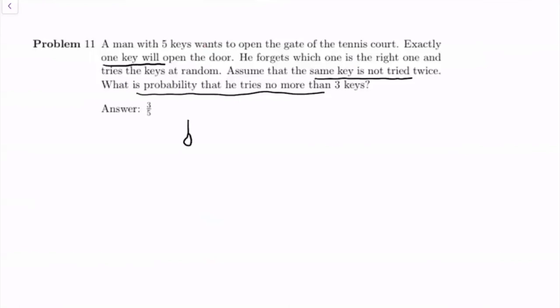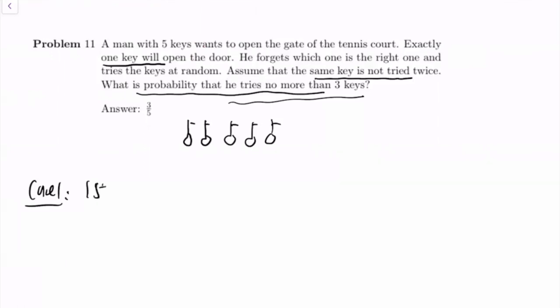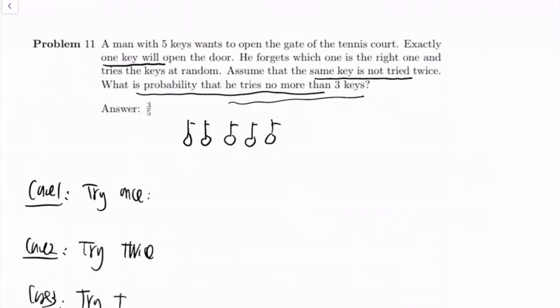All right, so basically you have five keys. If he tries no more than three keys, that means you have three cases. Case one, the first try is the correct key, so he just tries once. Case two, he needs to try twice. And case three, he needs to try exactly three times, right?